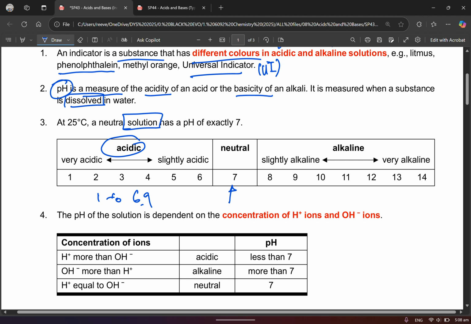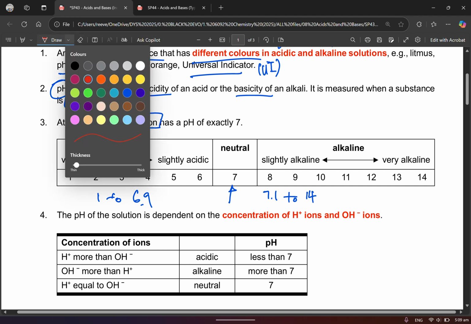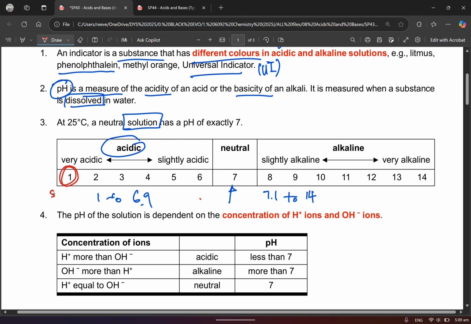Okay, then anything more than 7, 7.1 to 14 is alkaline. So now the question is, you must know strong acid, weak acid, strong alkaline, weak alkaline. So the smaller the number, the stronger the acid. Then you must understand strong acid means the one that can fully ionize. Then that means this one is weak. Okay. Then the alkaline wise, the weak one is the one that is closer to 7. But the bigger number is the one that is stronger. So this is a strong alkaline.